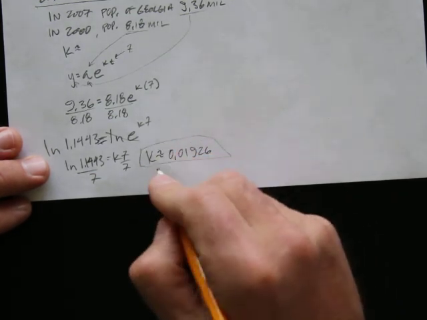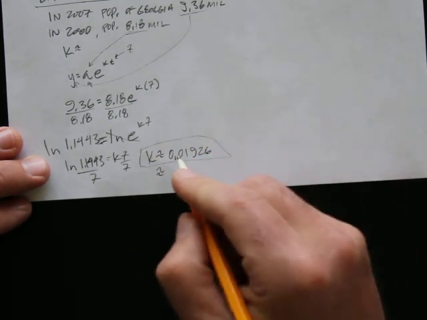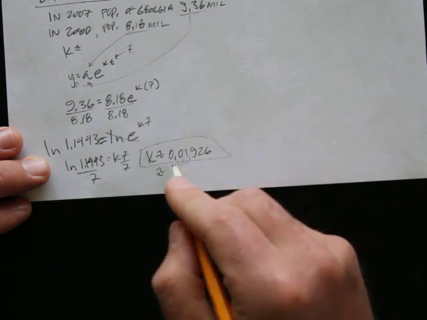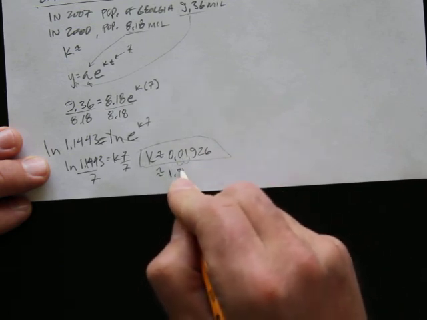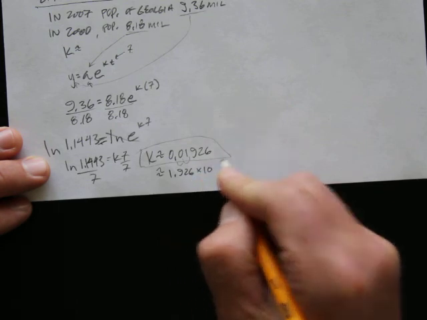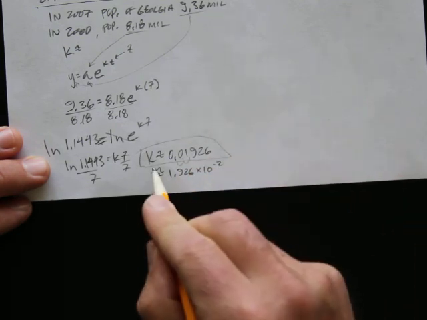Now we can write it in scientific notation as well. Move that over. 1.926 times 10 to the negative 2. That would be fine as well.